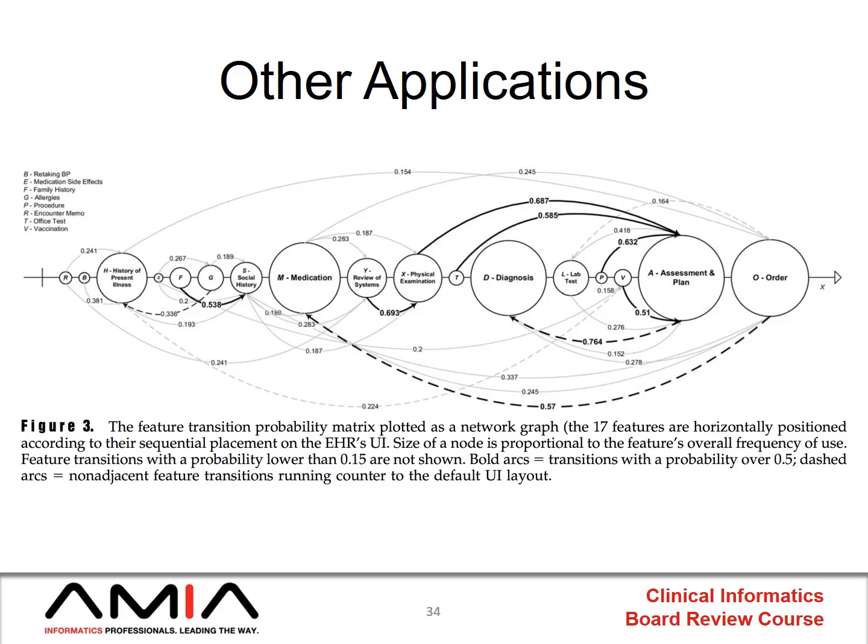And what they found was that there are these high probability pathways moving from physical examination to assessment and plan, moving from assessment and plan back and forth to diagnosis and so on, that suggested common patterns of utilization. And what I thought was fascinating was that you could actually use this to come up with an ideal interface that mimics the most probable transition states in how people use the electronic health record.